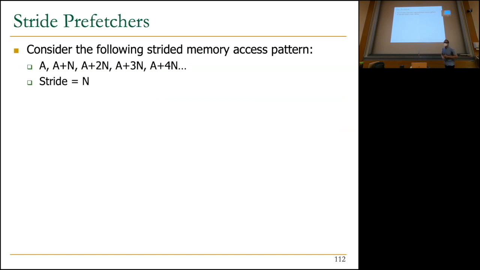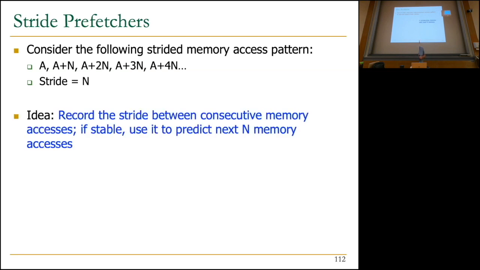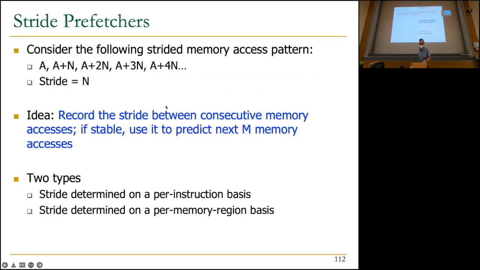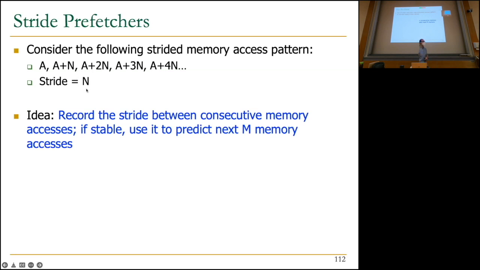Consider the following strided memory address pattern. Stride is n in this particular case: A plus n, A plus 2n, A plus 3n, A plus 4n, and so on. The idea of a stride prefetcher is to record the stride between consecutive memory accesses. If the stride is stable, meaning you're confident that the stride is really n, use it to predict the next some number of memory accesses. And I really don't like this n repeated over here because that's not very principled, right? Let's do m. You don't want n to be overlapping with that n, right? Next m memory accesses. And we've already discussed this basically.